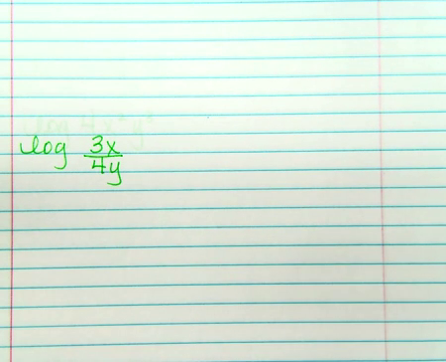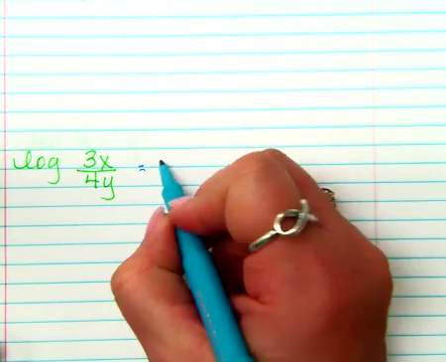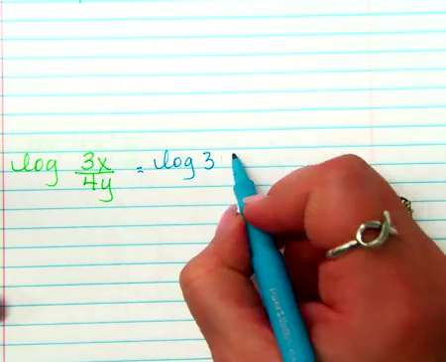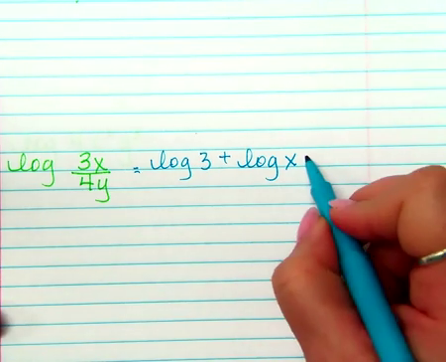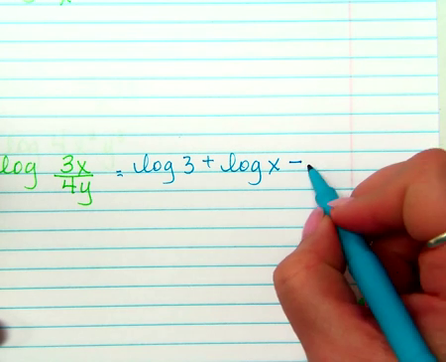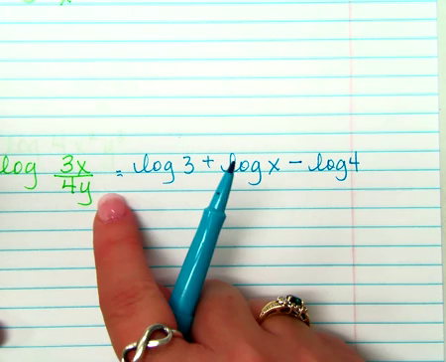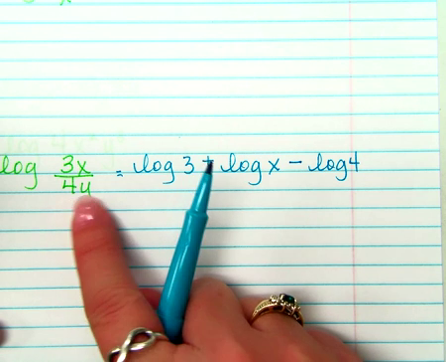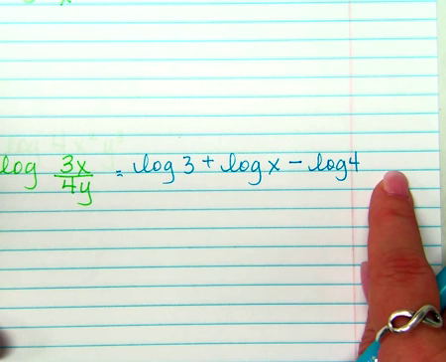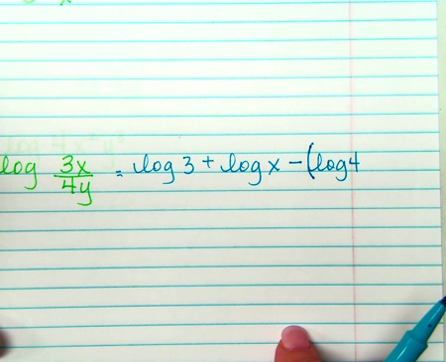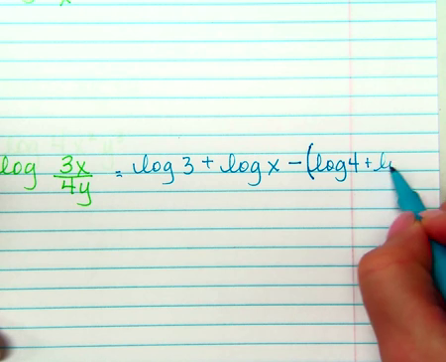Okay. What about this problem? What do you think? How should I start it? Log of 3. Oh, plus. Why plus? Oh, because they're being multiplied. Okay. Plus log of x minus. Uh-oh. What am I going to do? Log of 4. Okay, so here's my problem. What's being divided? The 4 and the y, right? So if I put plus right here, it can get really confusing. So I'm going to make it very clear that everything after that minus is what's being divided. Does that make sense? And then I can put plus log of y.